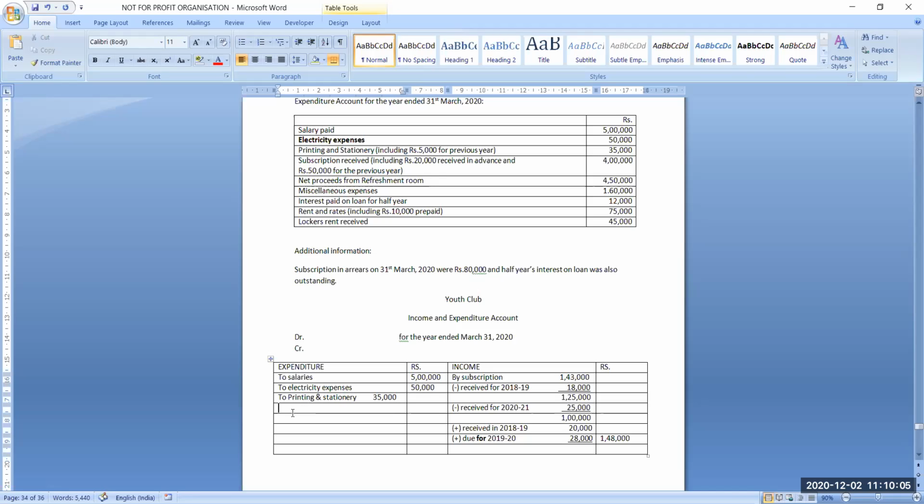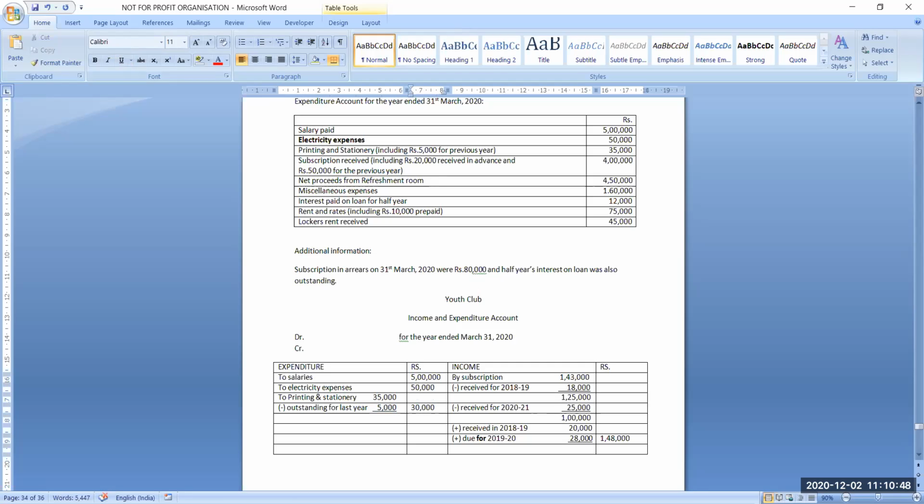Out of that, we will subtract outstanding for last year. So whatever amount was outstanding for last year was 5,000. So this amount will become 30,000.